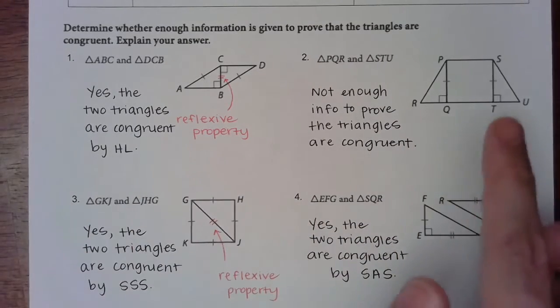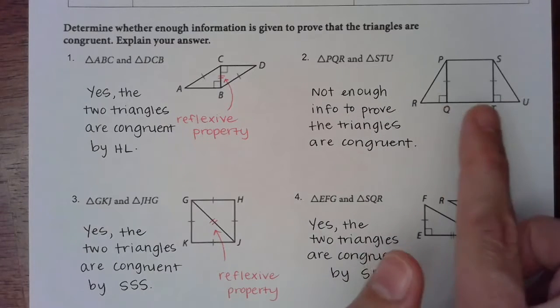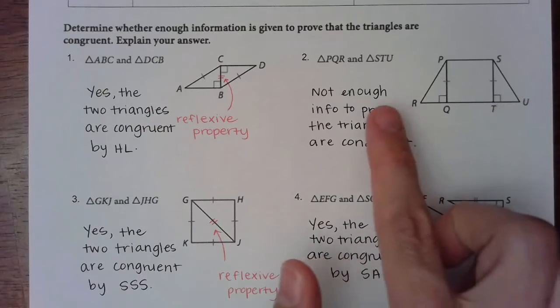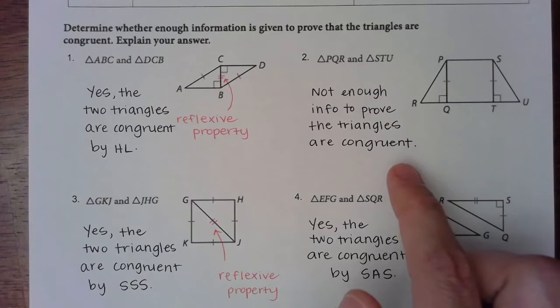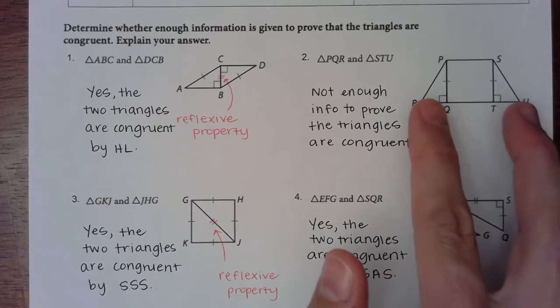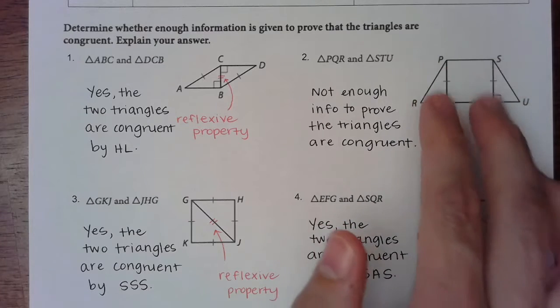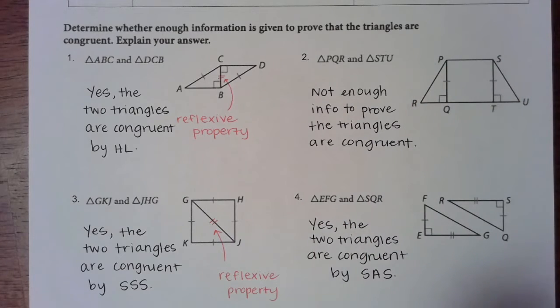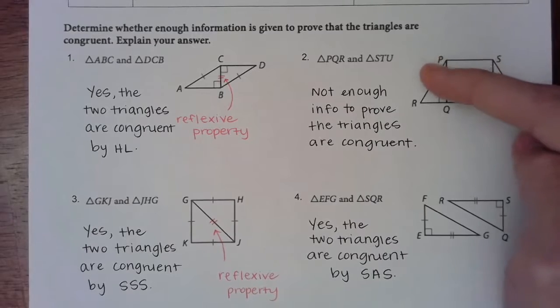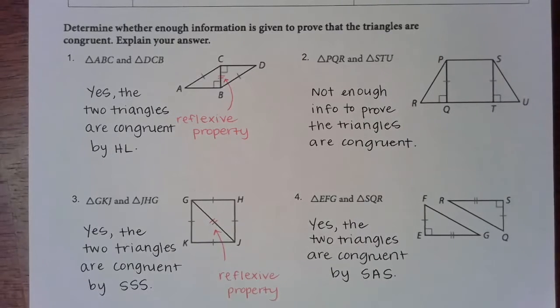Look over here at this next one. On this one, based on what we know in our class, we don't have enough information to prove that the two triangles are congruent to each other. We know that they're right triangles because of the box. We know that the legs are equal. This leg and this leg are congruent to each other. But you see how there's no markings over here on PR and on SU? We don't have enough information based on what we know in our class to prove that those two triangles are congruent to each other. So we just say not enough info.